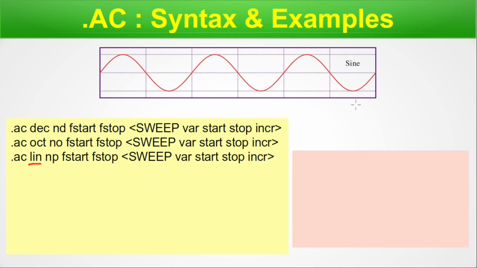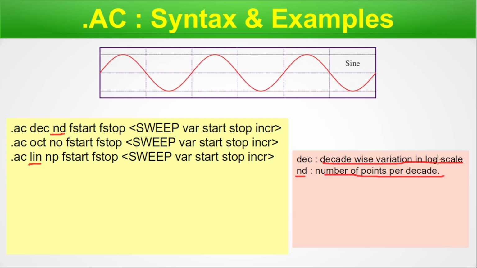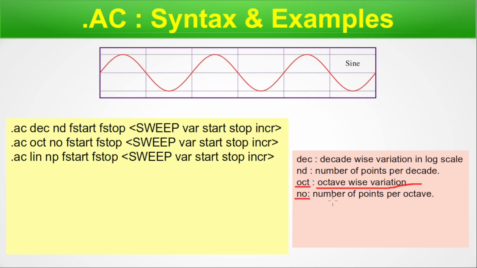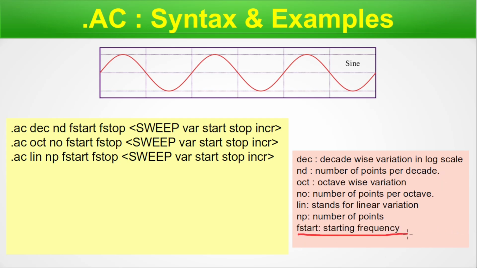The different things in these 3 syntaxes: DEC means decade-wise variation in the log scale. ND is the number of points per decade. Then we have OCT, which is octave-wise variation, and NO is the number of points per octave. LIN is the linear variation, and NP is the number of points. F start is the starting frequency, and F stop is the final frequency. So these are the things that you must know about the .AC syntax.